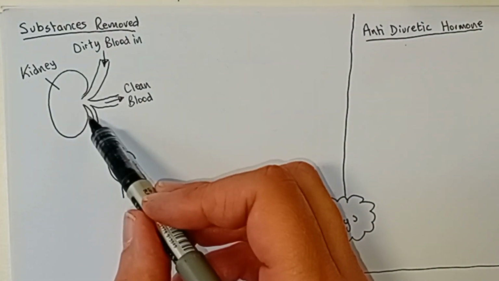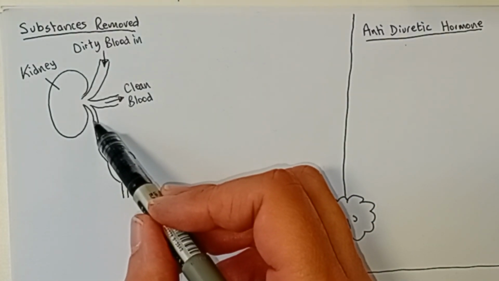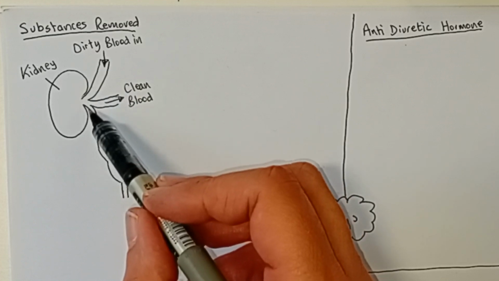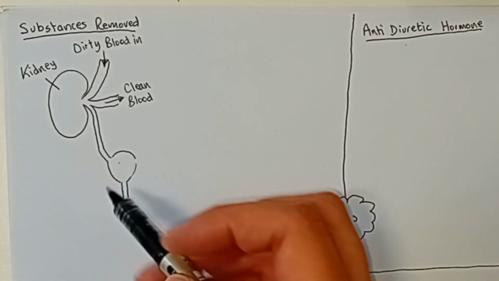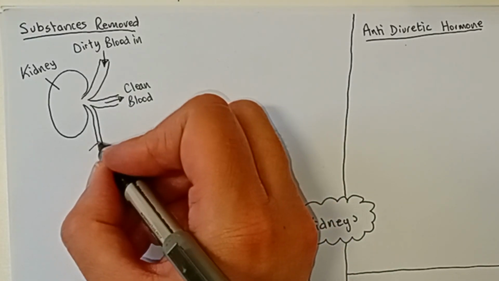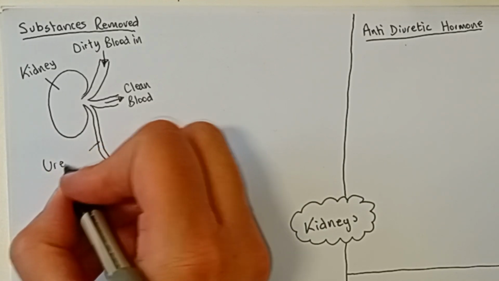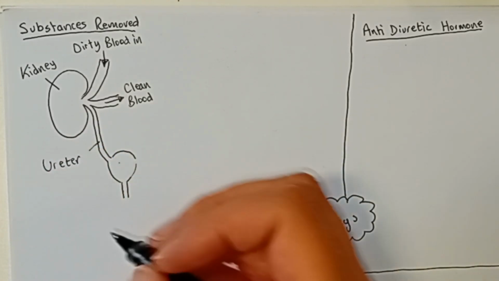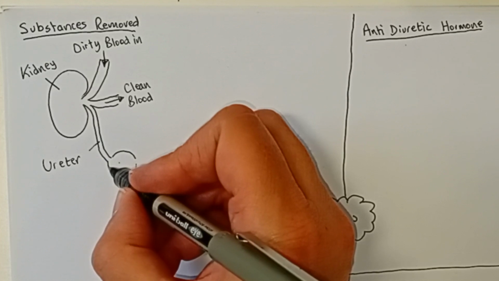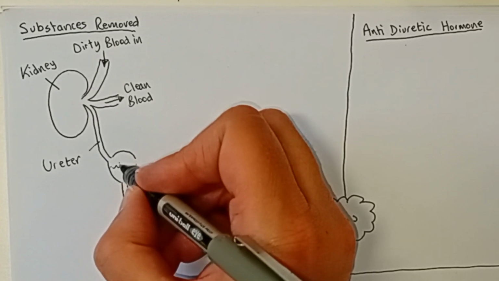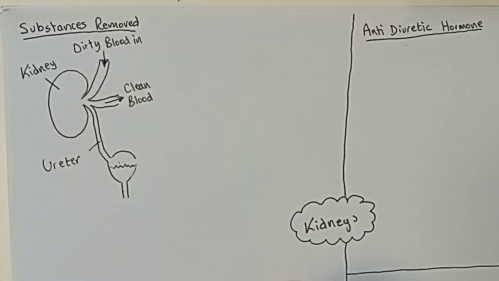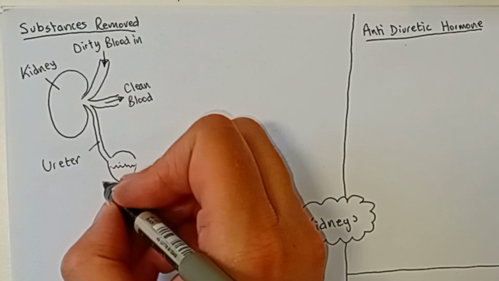We've also got this 3rd pipe here, and this takes the waste that's filtered out of the dirty blood to the bladder. So that is called the ureter. And the waste liquid is called urine, and that is stored in the bladder until it's full. When you go for a wee, you urinate and remove the waste. So this is the bladder.